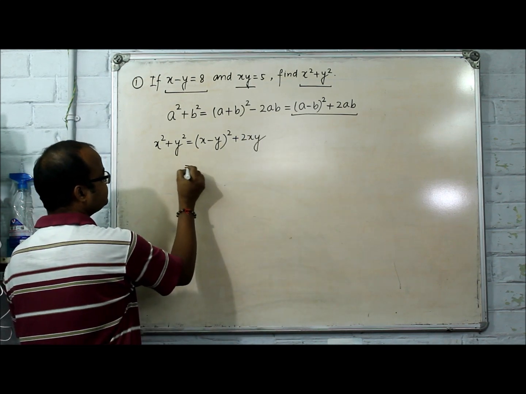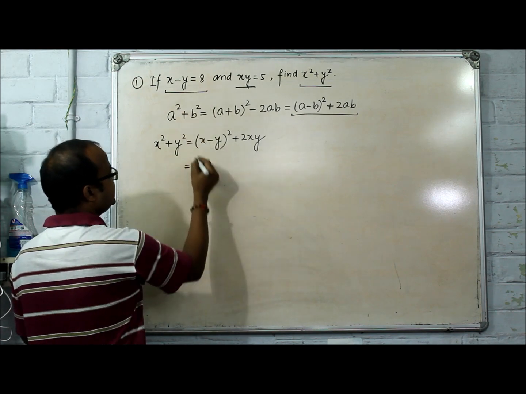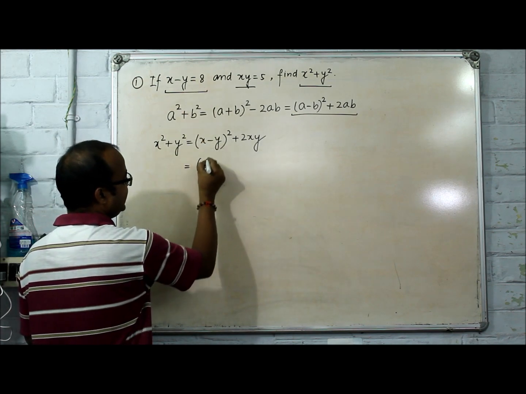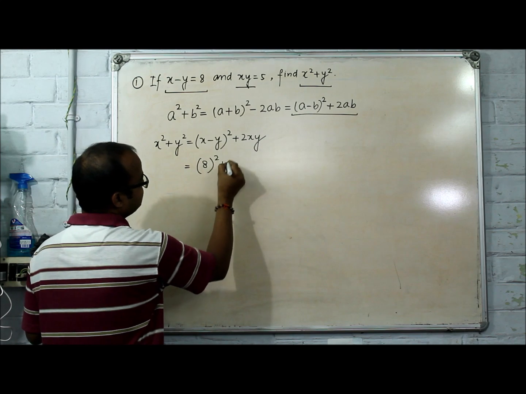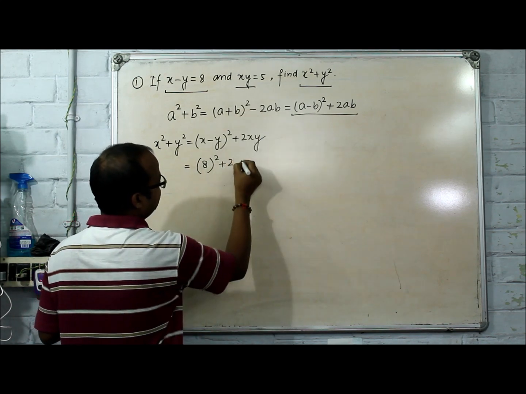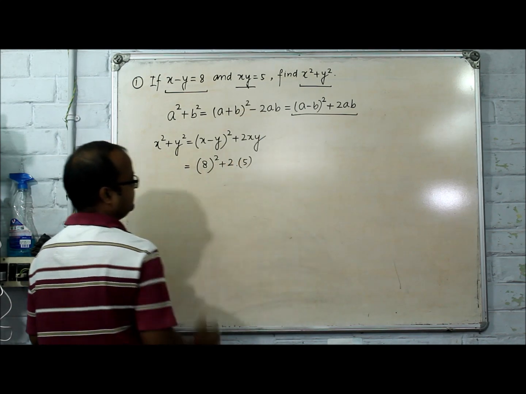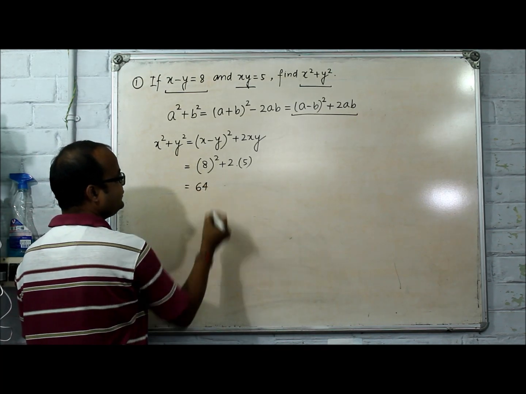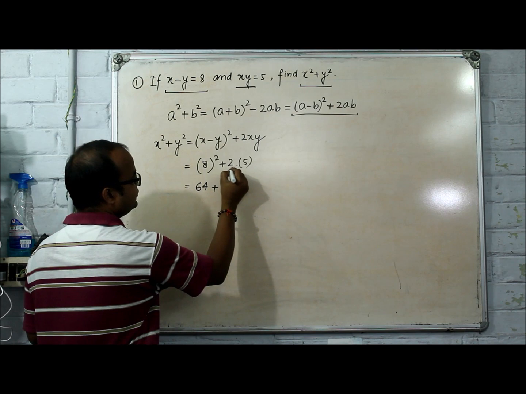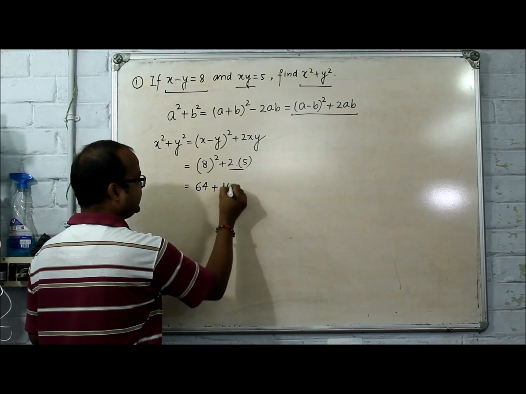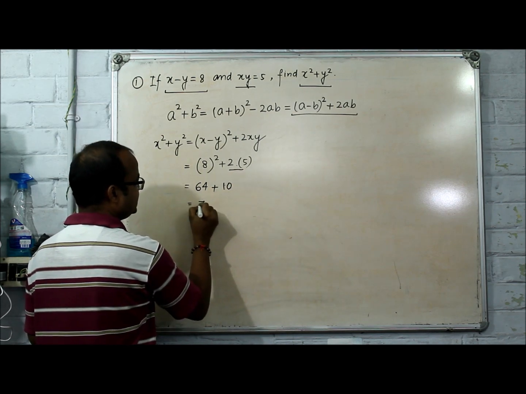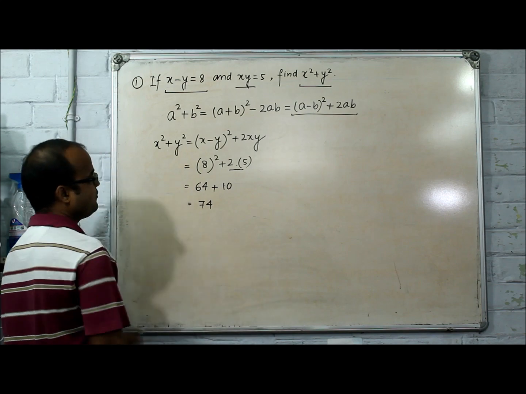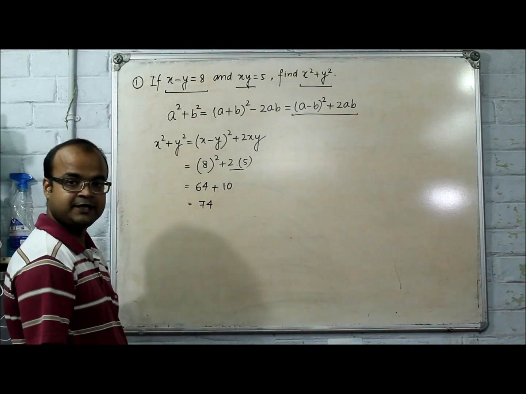Clear? Now x minus y is equal to 8. So it will become 8 square plus 2 into xy. xy means 5. 8 square is equal to 64 plus 2 into 5, 10. So 64 plus 10 is equal to 74. Clear?